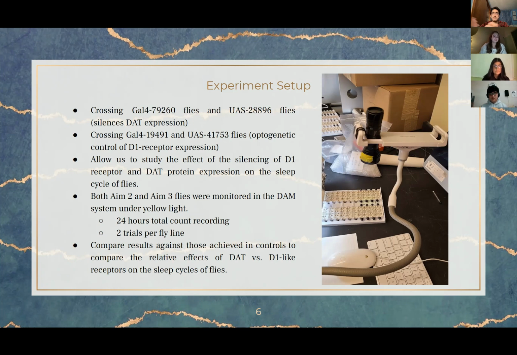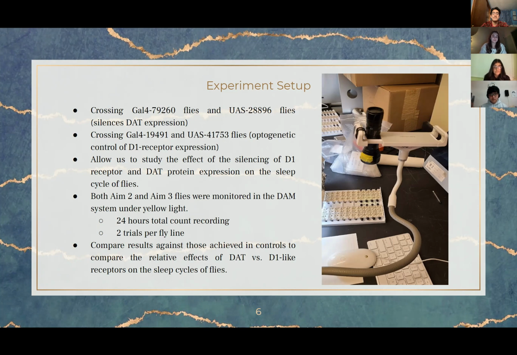And then, as I said before, creating these two crosses allows us to study the relative effects of the silencing of D1 receptors and DAT protein on sleep cycles. So both of our aim 2 and aim 3 flies, along with our control flies, were exposed to the same experimental conditions in order to maintain consistency across our experiment. DAT expression was inhibited via RNAi, and D1 receptor expression was controlled optogenetically with halorhodopsin.